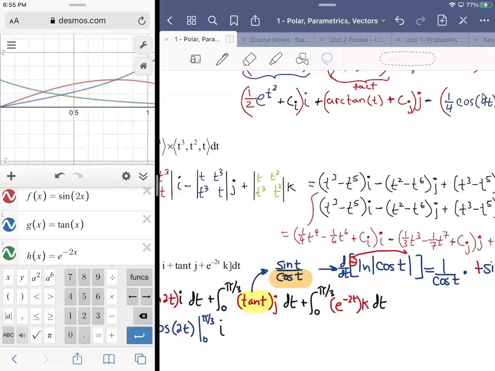Right? So the antiderivative of tangent is going to be the natural log, so plus natural log secant t on the interval of 0 to pi over 3. All right, so that's our second component. I also need my j.